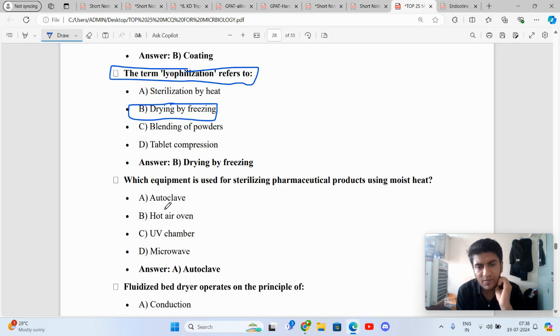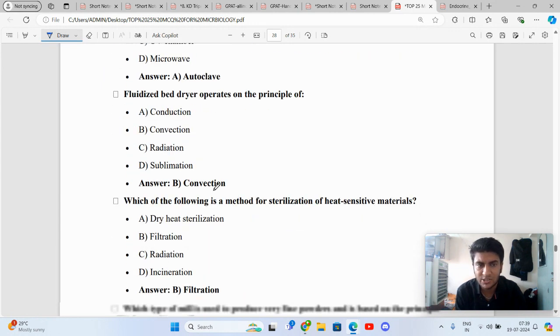Which equipment is used for sterilizing pharmaceutical products using moist heat? So using moist heat, basically you use an autoclave, 121 degrees Celsius for 15 minutes at 15 psi, right? And steam under pressure, it's also known as steam under pressure.